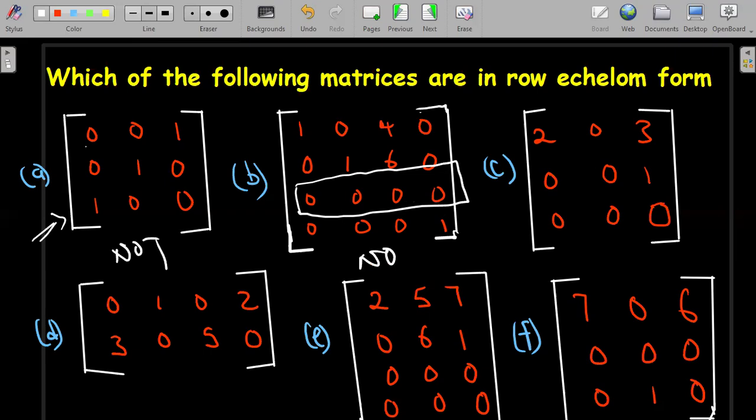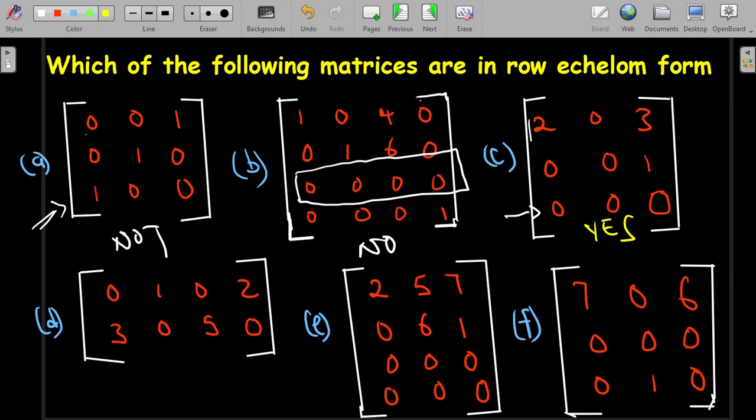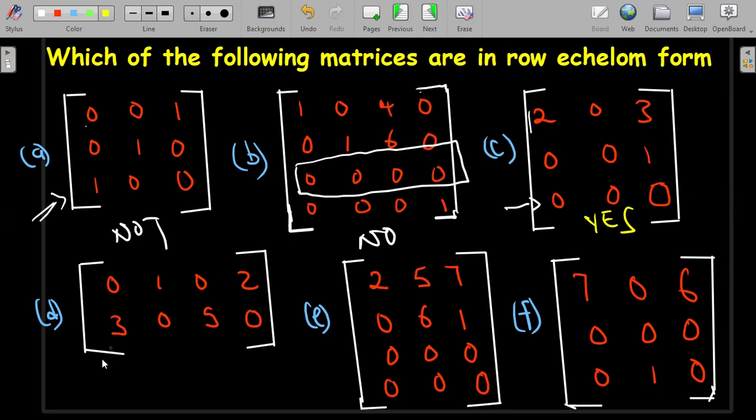And then on C, let's take a close look at C. We have the zero row at the bottom. And then here we have the leading coefficient, and the leading coefficient in the row below it is to the right of it. So this matrix here satisfies all the conditions for row echelon form. So for C, we're going to say yes. It's in row echelon form, because all the conditions are satisfied.